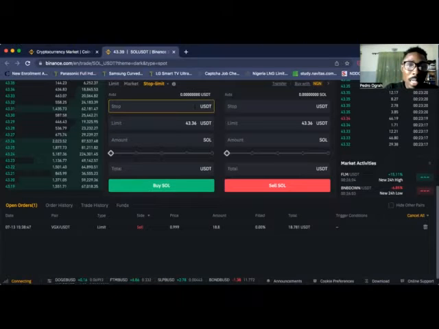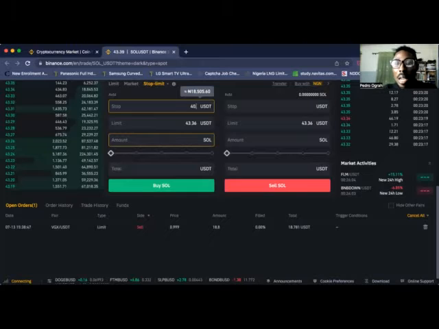Let's say the price I'm expected to buy at is 43.36, but if the price goes down to something like 40.0 USDT, I would prefer to buy it at this particular price instead of 43.36. Then I also fix the quantity I want to buy. So this is called stop limit.